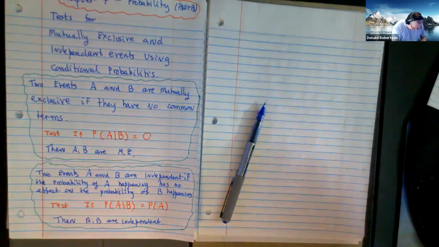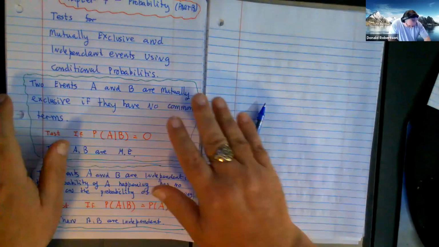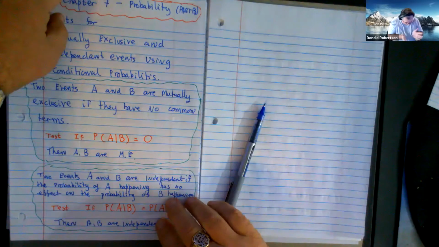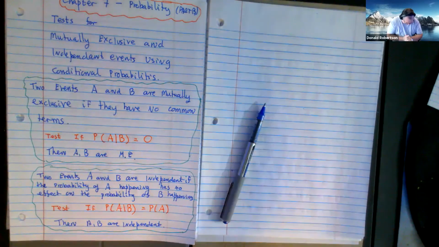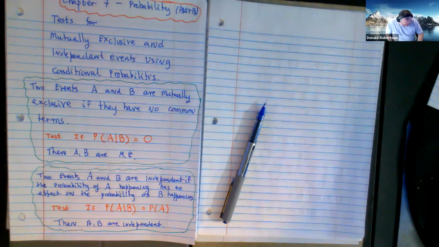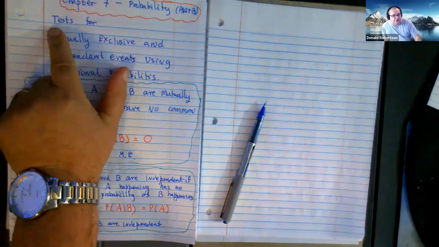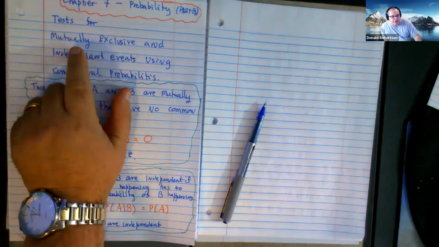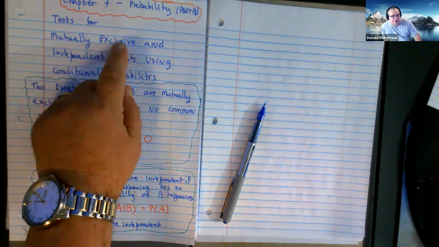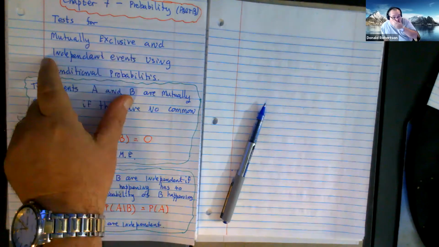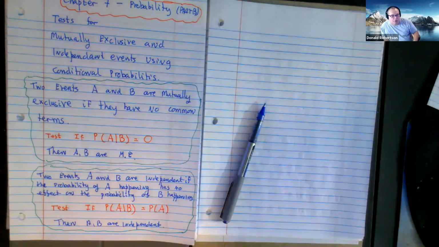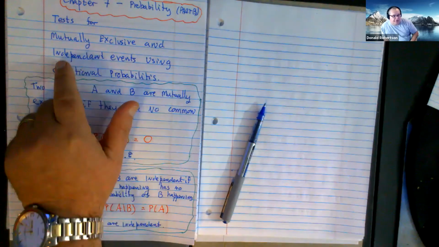We're still on 9b. Going to do some kind of overlap, different ways to look at it. We're going to look at probability tests that you can use to test if two events are mutually exclusive or if two events are independent, right? And we're going to use conditional probabilities in these tests.